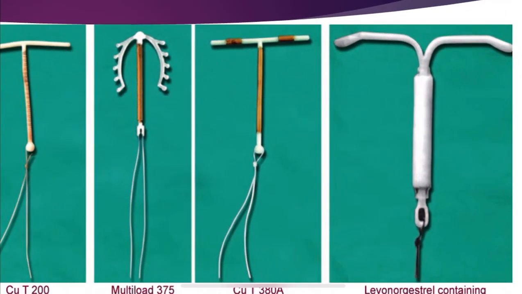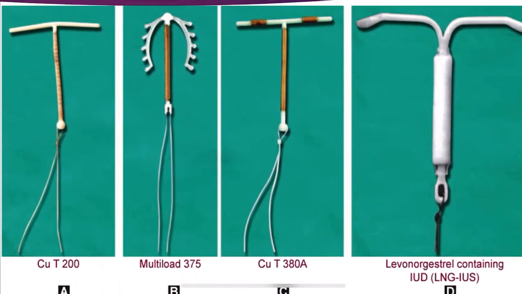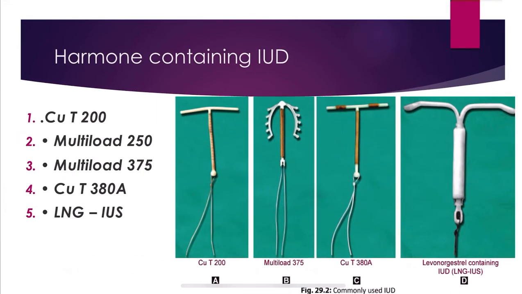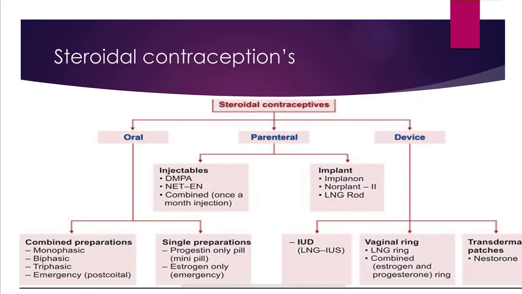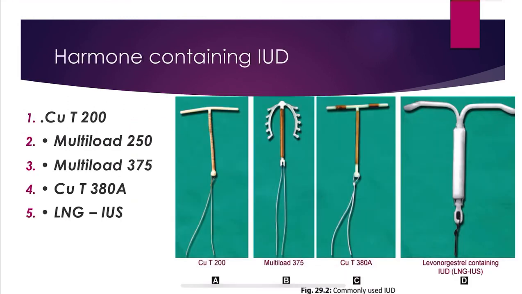You can look at the pictures here. This is a Copper T 200 and here it is bent, Multiload 375, again T, Copper T 380A, levonorgestrel containing IUD. The levonorgestrel containing intrauterine device. With this we come to an end of the IUDs.